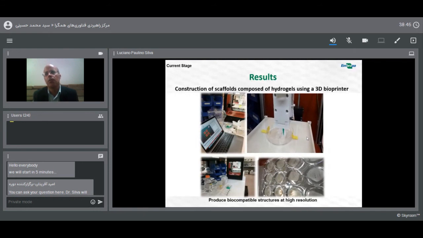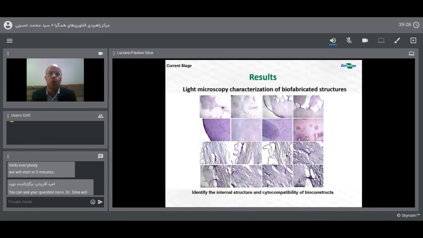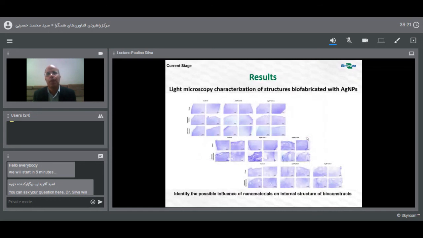And we are seeing one of our bioprinters constructing a structure composed of hydrogels from agricultural byproduct. We are also performing several characterization techniques. One of them is light microscopy, as a strategy to evaluate and identify the internal structure and cytocompatibility of bioconstructs. Light microscopy is also applied by our team in order to evaluate the impact of different nanomaterials in those structures.